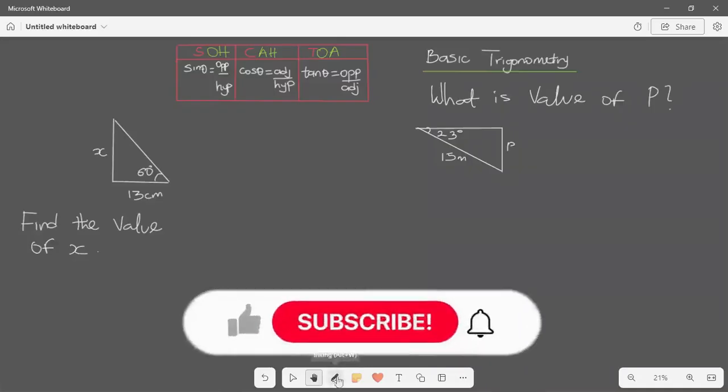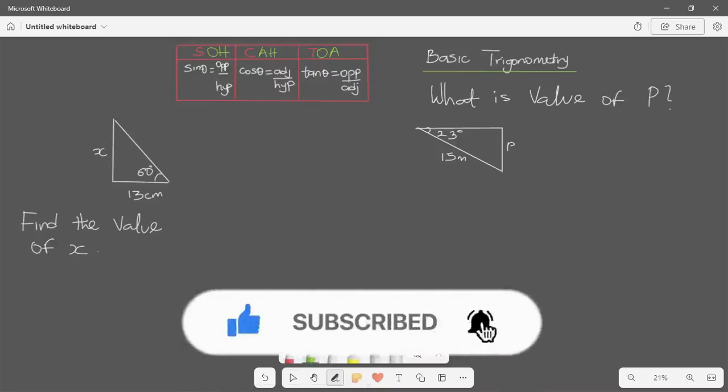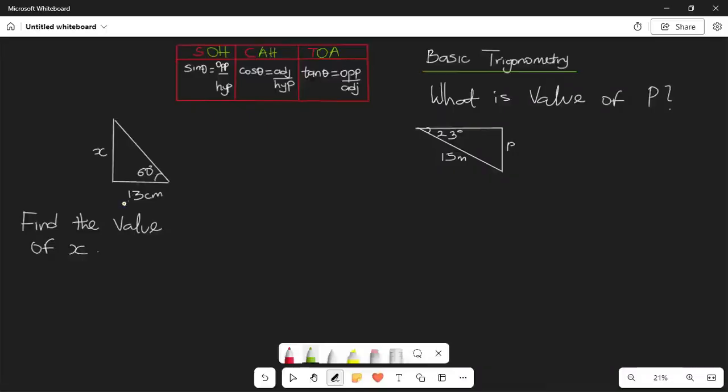Okay, so we have a question on the screen. In the first example, we are asked to look for the value of x. Whenever you are given a question like this, the first thing to do is to identify the three sides of the triangle. It is also important that I say this: Sohcahtoa is only used to solve right angle triangles.